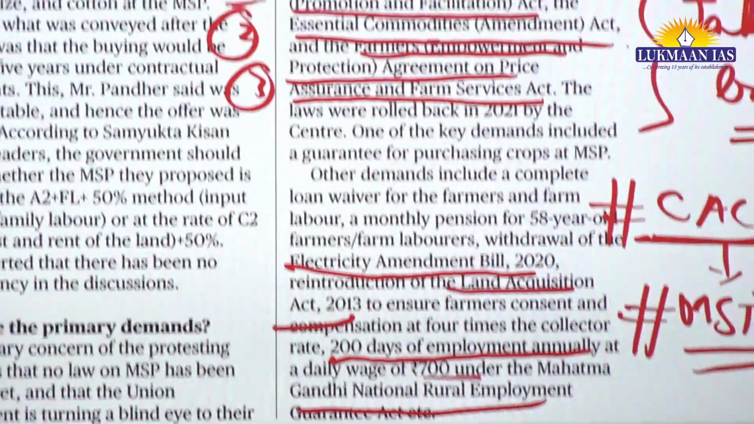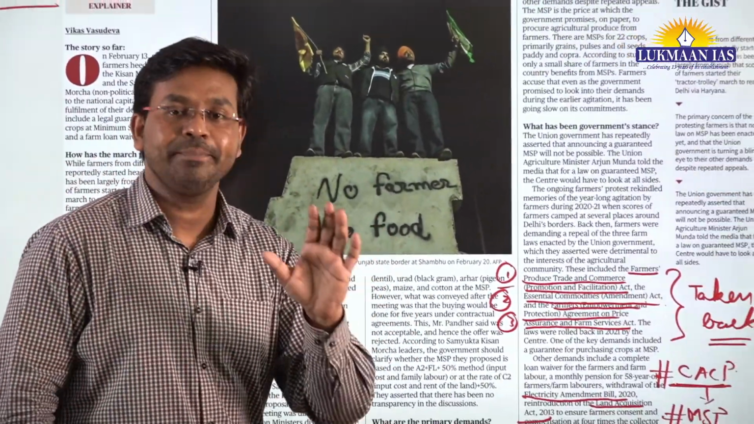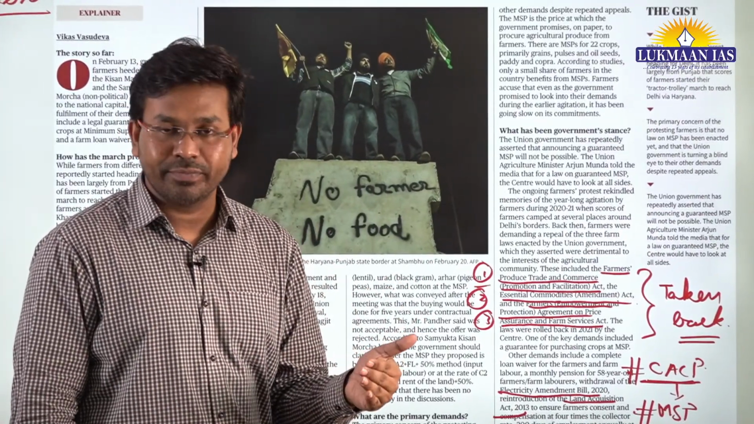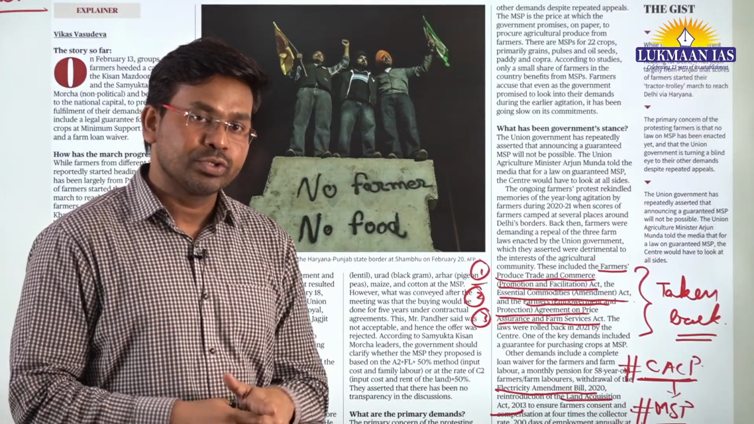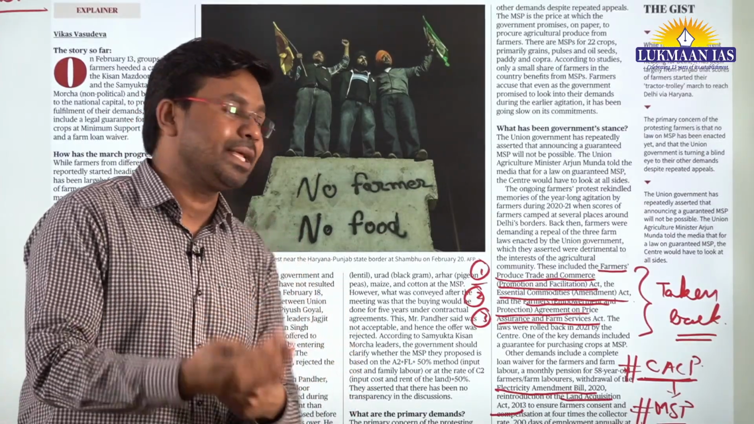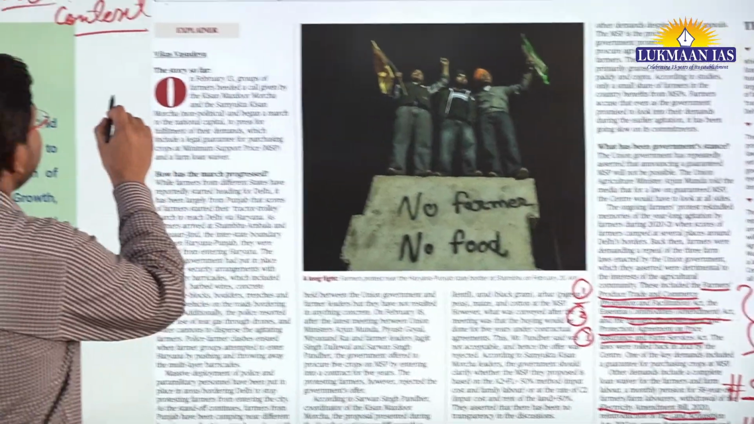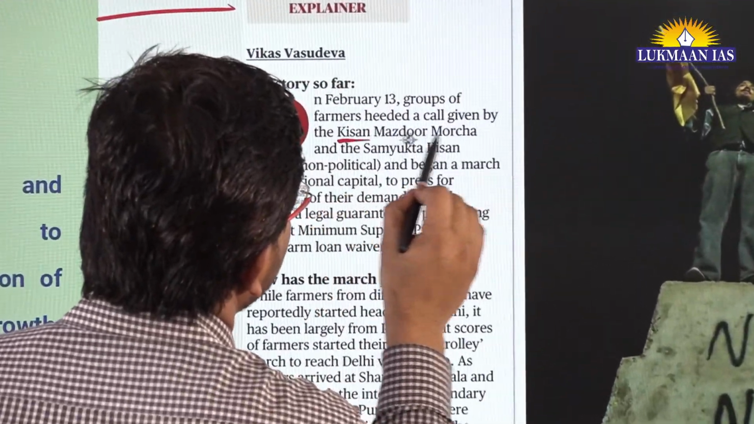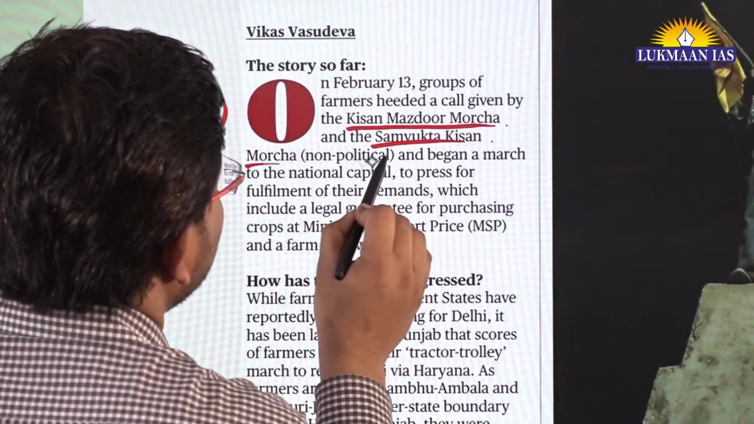So as of now, the central government has recently had 4 meetings with the representatives of the farmers, the leaders of the farmers' organizations. Which organizations are participating in the protest? One organization is known as Kisan Mazdoor Morcha, and the second is Samyukt Kisan Morcha, non-political.